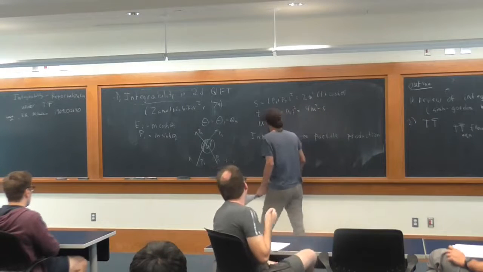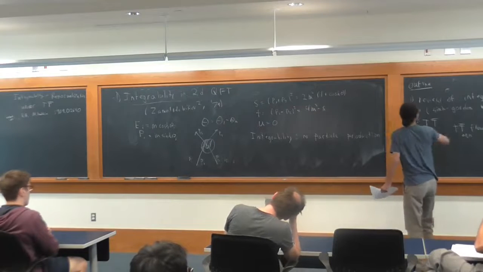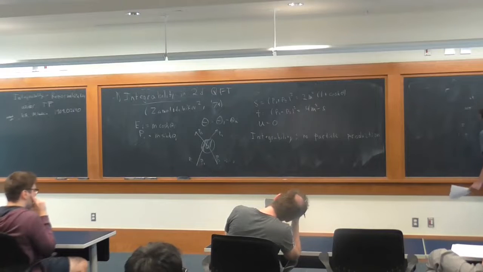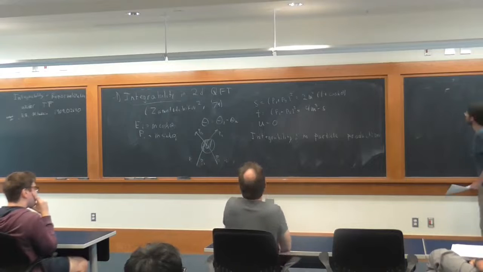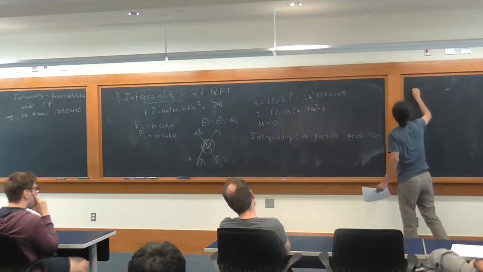So now we impose constraints that we know a field theory must satisfy. The first constraint is unitarity.